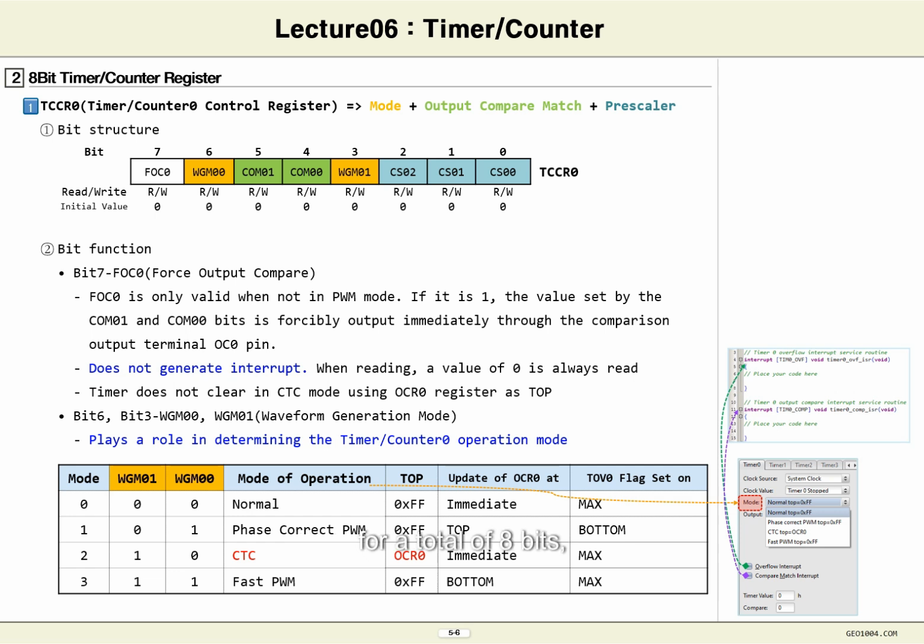For a total of 8 bits, the prescaler is determined from bits 0 to 2. And the mode is determined from bits 3 and 6. Based on this mode, the output comparison match will be determined by bits 4 and 5. The decision will be made in bits 4 and 5.